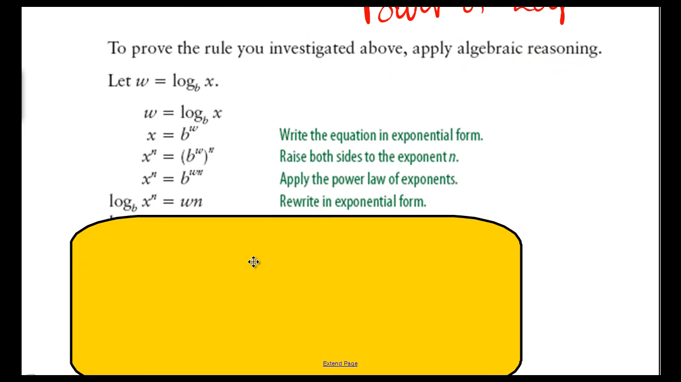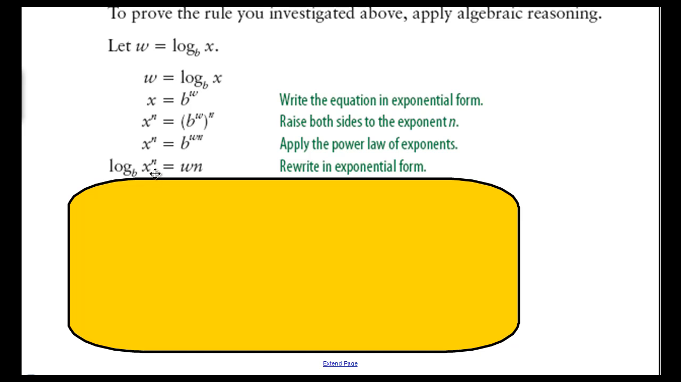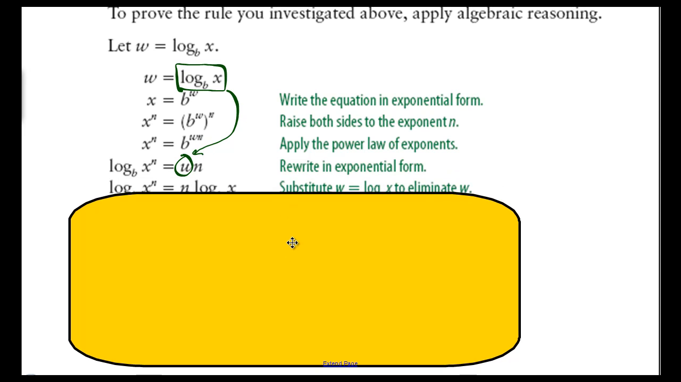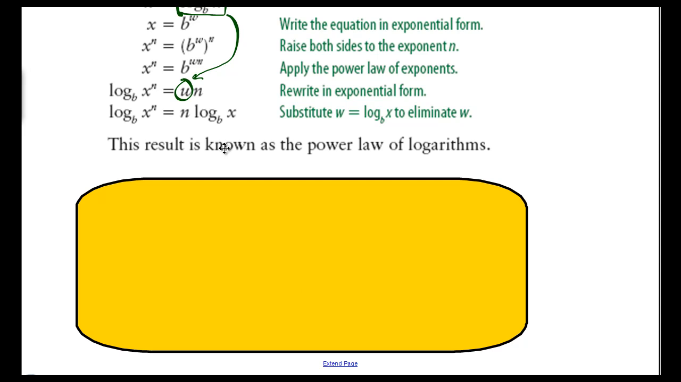From here, we would take a look back and say, well, x to the n is equal to b to the wn. If we take this and rewrite it in logarithmic form, we end up having the log of the base b multiplied by x to the n is equal to wn. Now if you look back up top here, w is equal to the log of x base b. So they're going to take that w from here and replace it with the right hand side in the next line. And we will start to reveal something much like what we did up top.